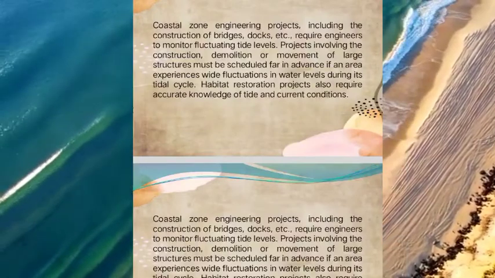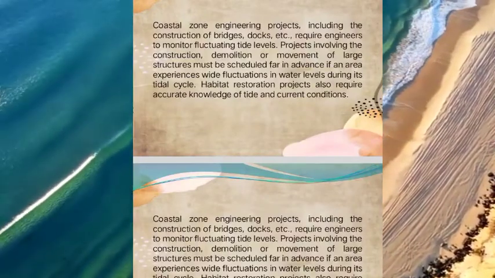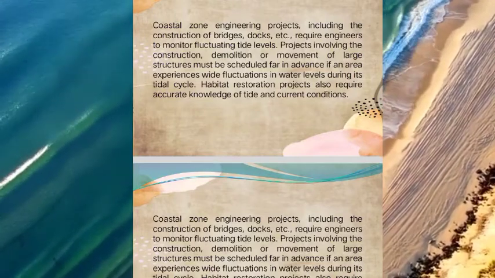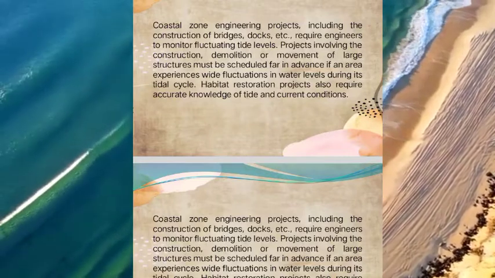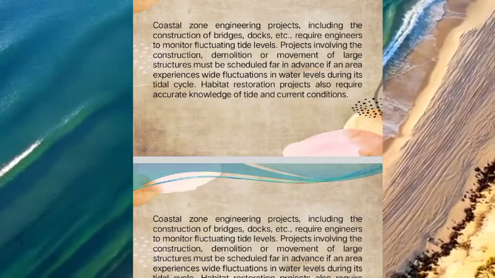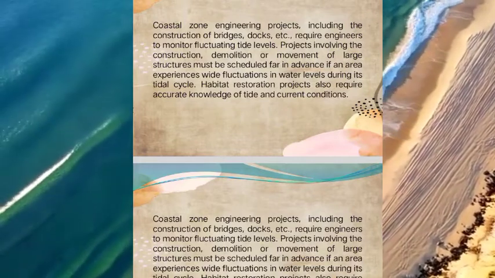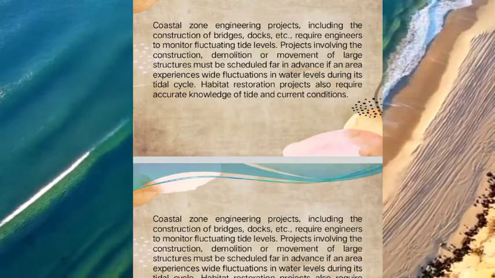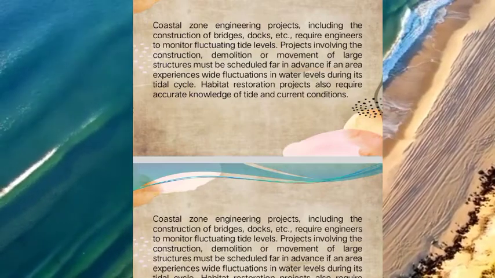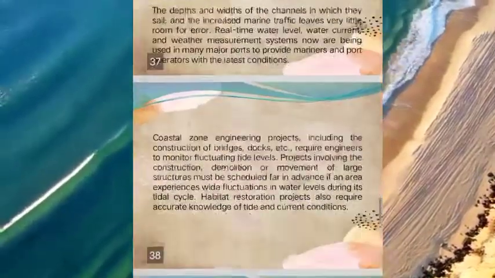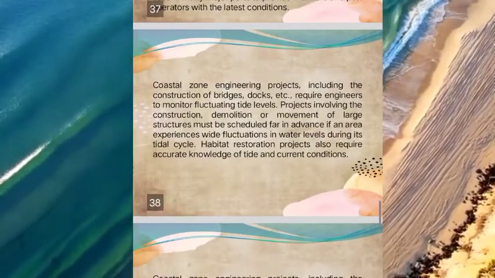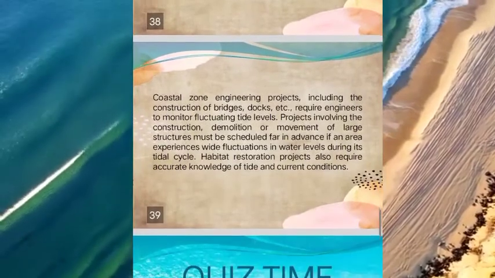Coastal engineering projects, including the construction of bridges and docks, require engineers to monitor fluctuating tide levels. Projects involving the construction, demolition, or movement of large structures must be scheduled far in advance if an area experiences wide fluctuation in water levels during its tidal cycle. Habitat restoration projects also require accurate knowledge of tide and current conditions.